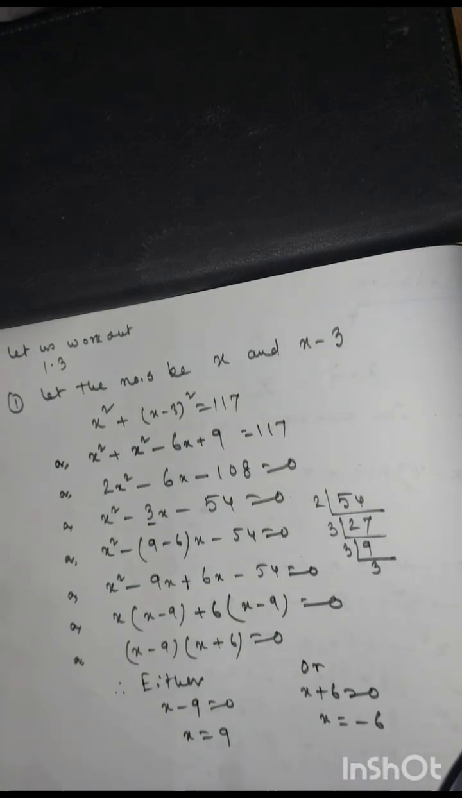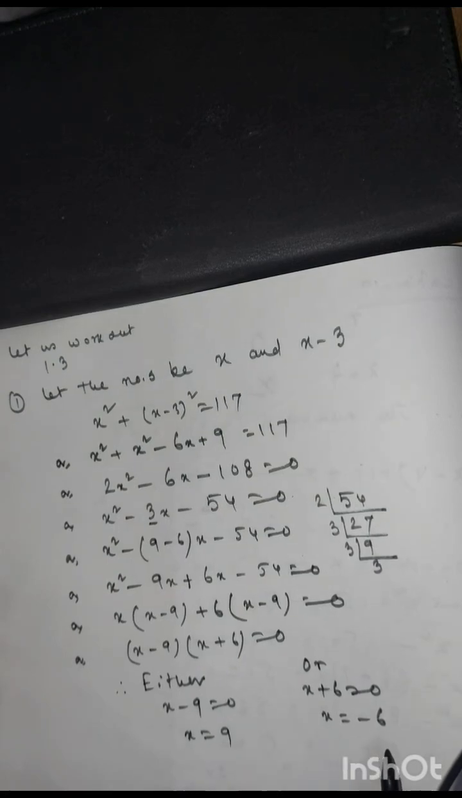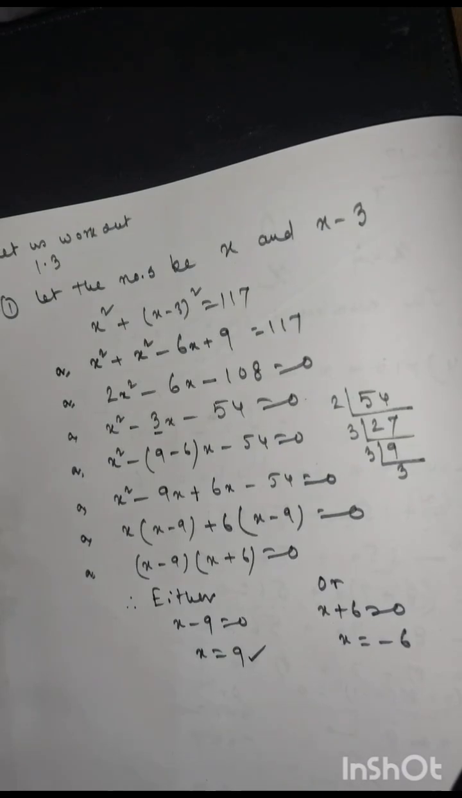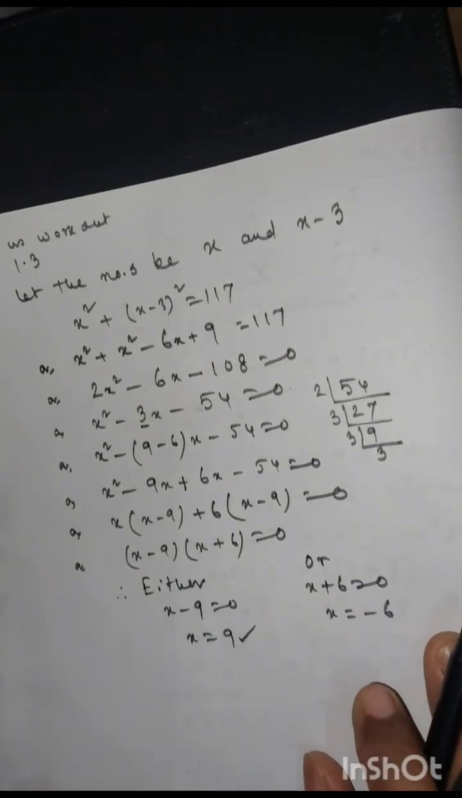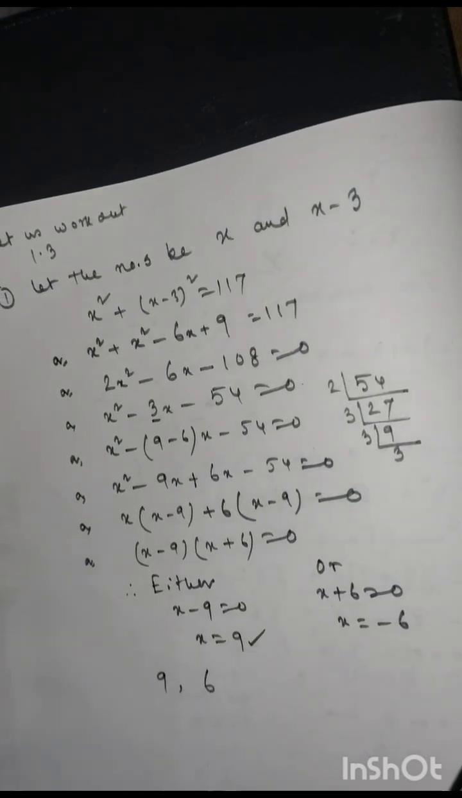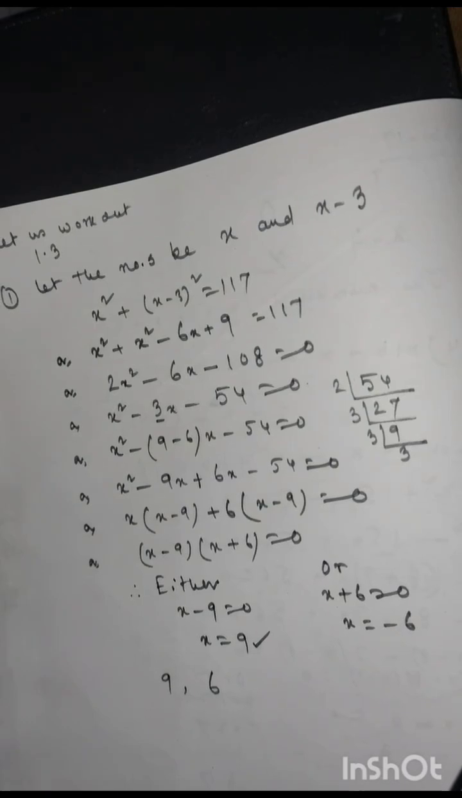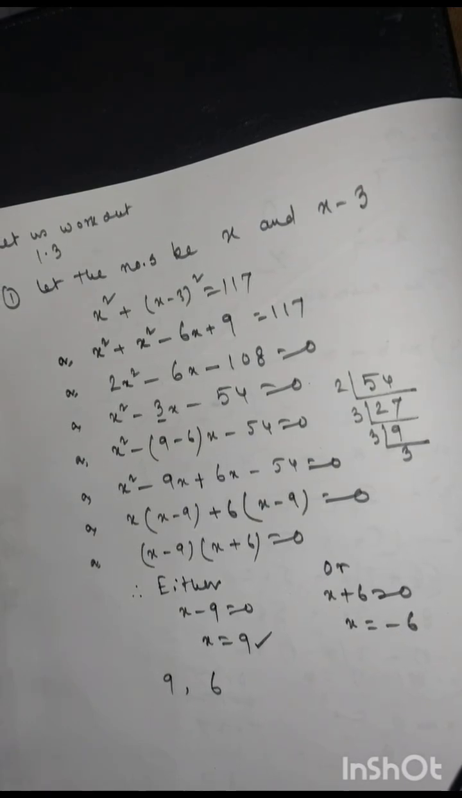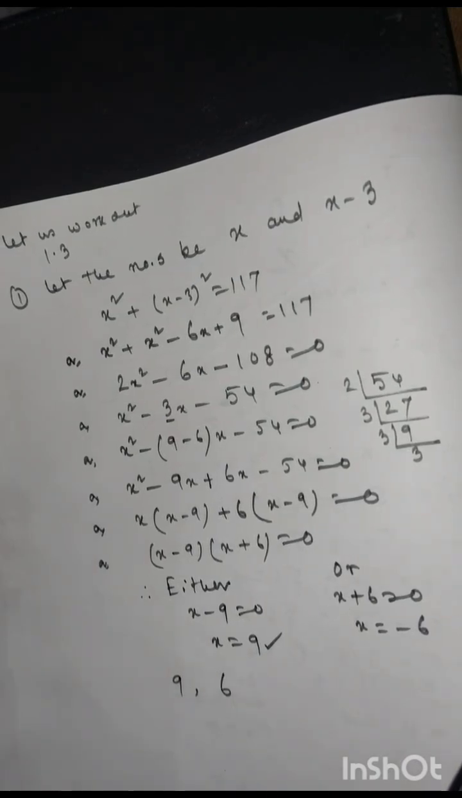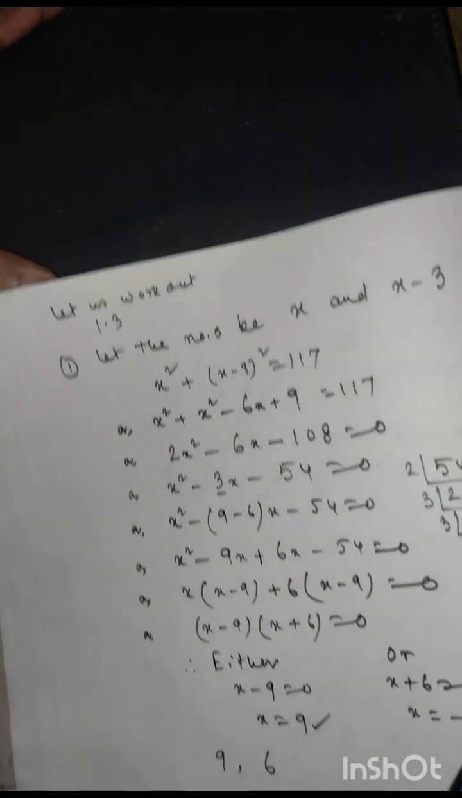So these are two values of x. So we cannot take x equal to minus 6 as a whole number cannot be negative. So the value of x should be 9. So the numbers are 9 and 6. Now let us proceed to our next question, that is question number 2.